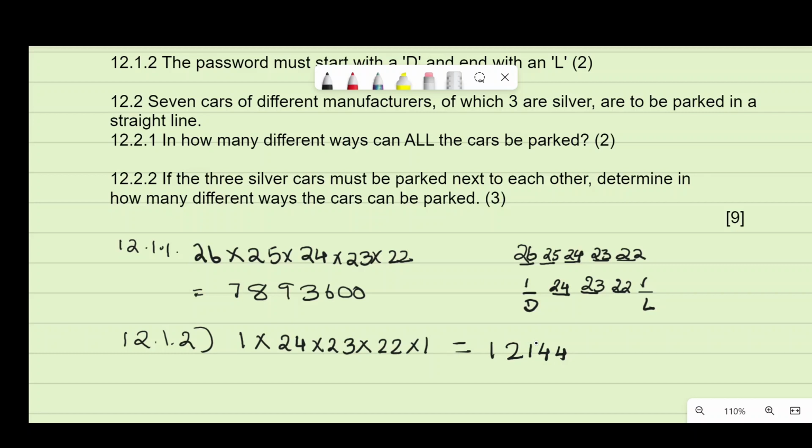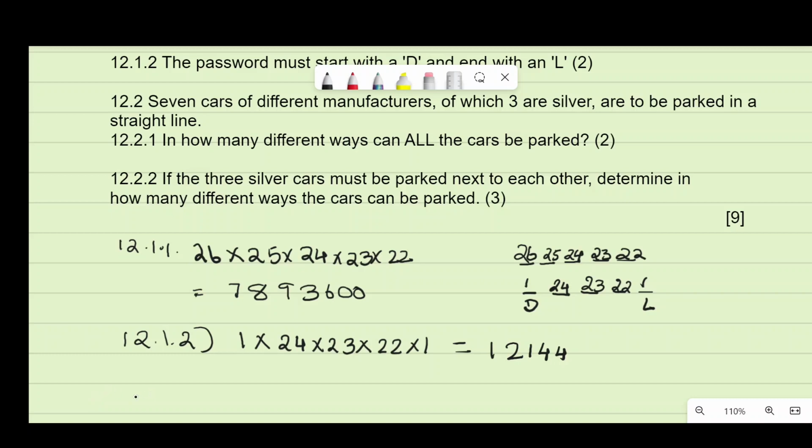Okay. Now we are going to 12.2. 12.2 you can see there on top. 7 cars of different manufacturers, of which 3 are silver, are to be parked in a straight line. 12.2.1, in how many different ways can all the cars be parked?